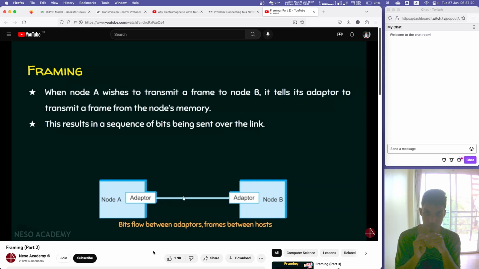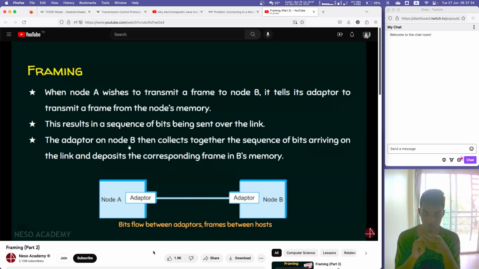So the sequence of bits are going to be sent over the link, and it is the responsibility of the adapter to send the sequence of bits over the link. After node A sends the data, now it's the turn of node B to deal with it. The adapter on node B then collects together the sequence of bits arriving on the link and deposits the corresponding frame in B's memory. So we know A has sent the continuous sequence of bits, and B's adapter will receive all the sequence of bits and it stores the sequence of bits as frames in B's memory.